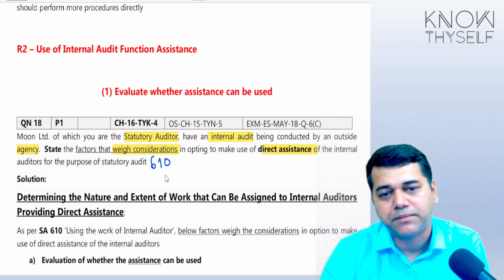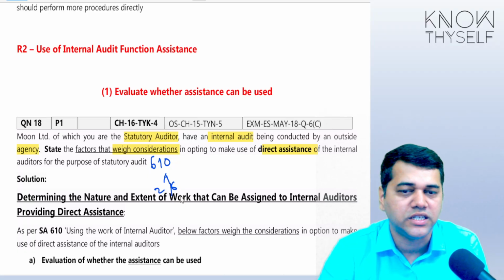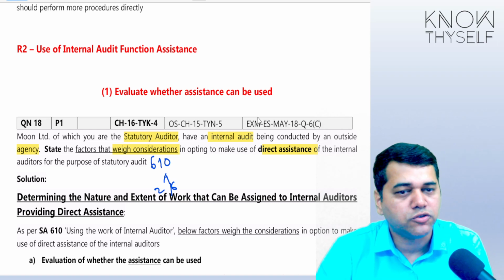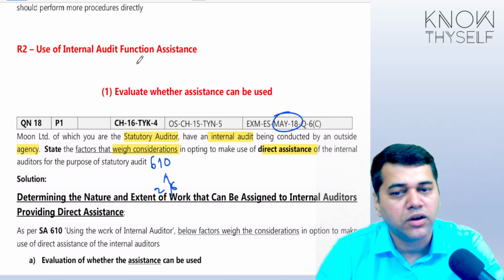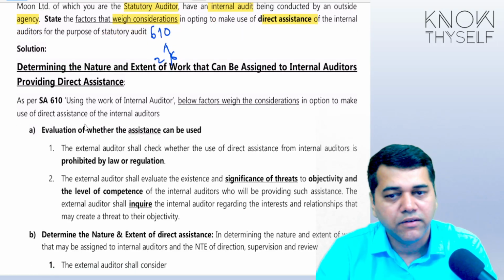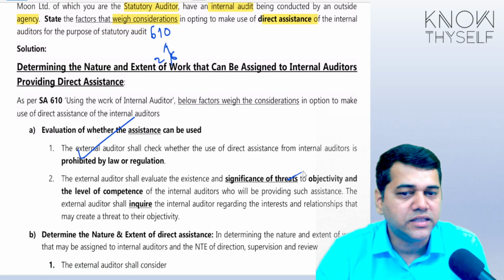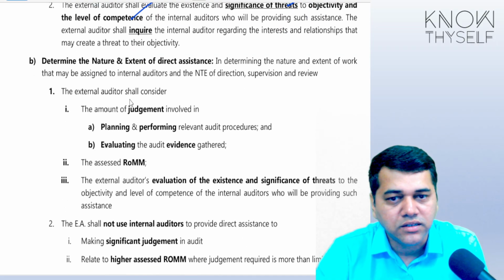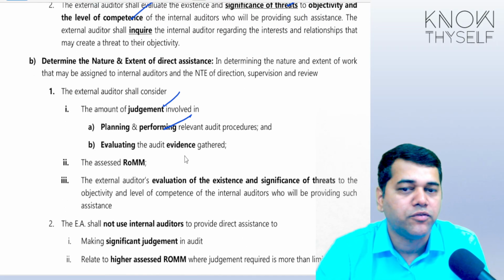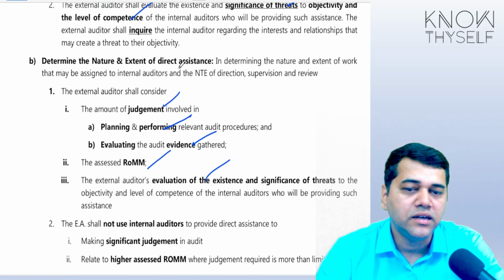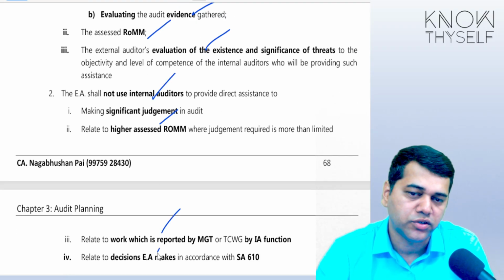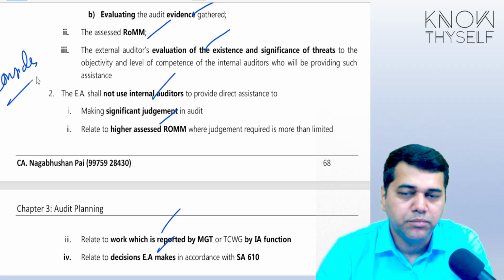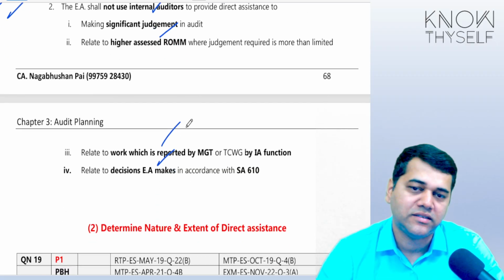You treat it from chapter number 2 or chapter number 16, it doesn't matter, because the same points have been discussed in both places. This question has come in the old syllabus exam also. So what are the factors you consider? First, you can write whether you are prohibited and whether there is any threat to competency and objectivity. And then you need to consider significant judgments in planning and performing, evaluating ROMM and threat, and you should not use them in so and so areas. So these are all the factors you need to consider before you decide to take the assistance of the people.